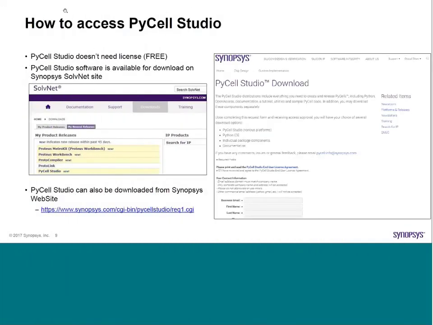So the last thing is PyCell Studio doesn't need any license. It is free. You can download it. If you have a Synopsys SolvNet account, you can download it from there. If you don't have that account, you can go directly to synopsys.com. There is a link down below, and you can download PyCell Studio from there. So any questions?